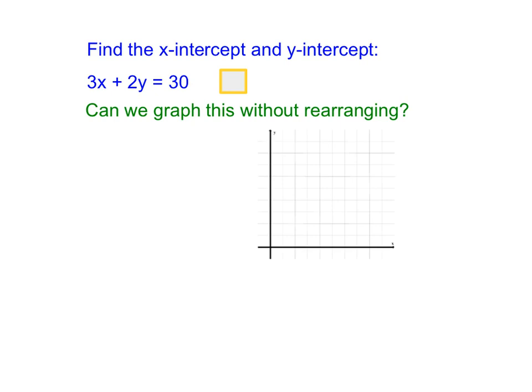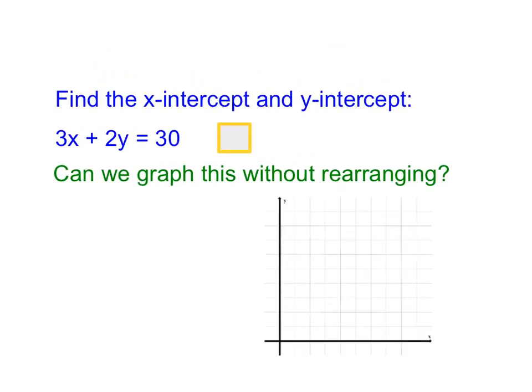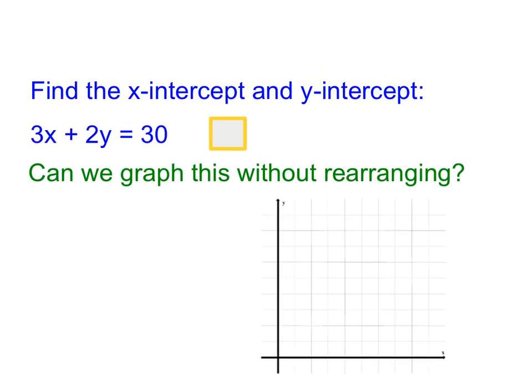Now, if I think about what it means to be an intercept, that means it's on an axis, right? So an x-intercept has to be on the x-axis, so it's going to be some mystery x value, but the y value is going to be 0, right? If it's on the x-axis, it hasn't gone up or down at all, so the y value has to be 0. Using that same logic for a y-intercept, if it's on the y-axis, the x value is 0. And now our job is just to figure out what should go in these blanks.